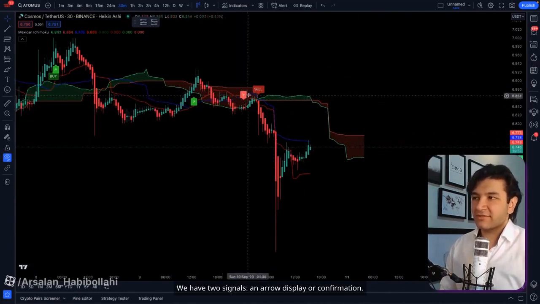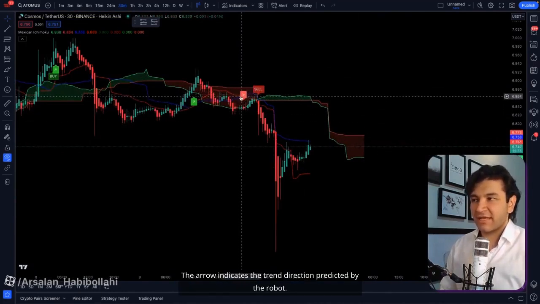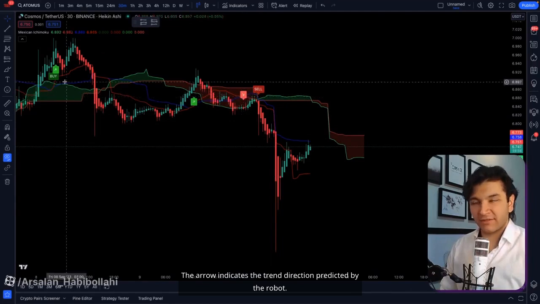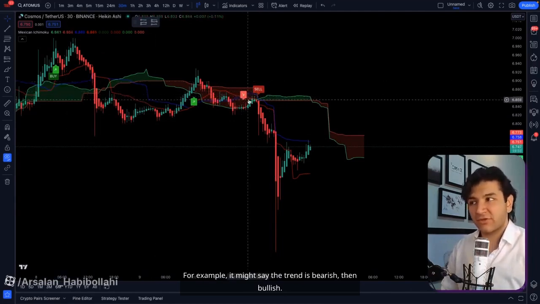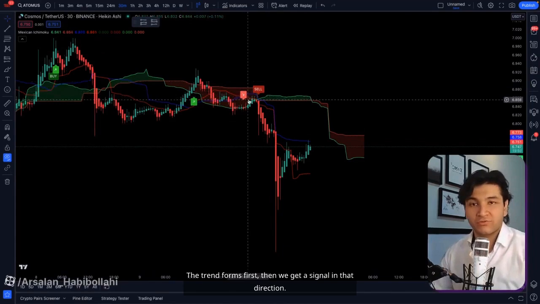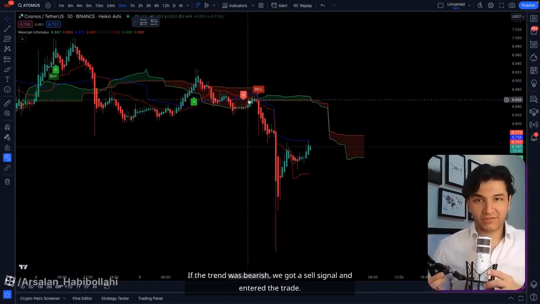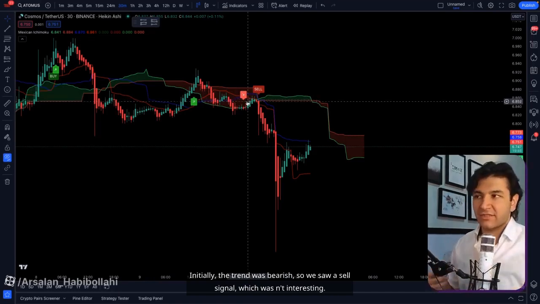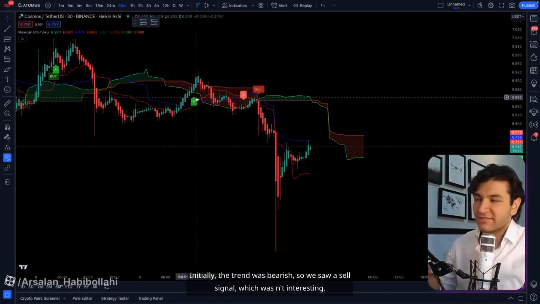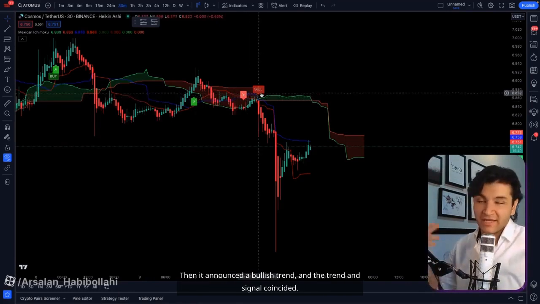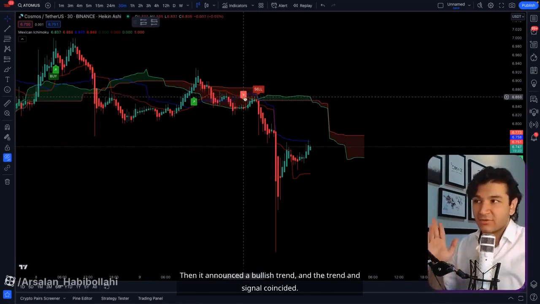We have two signals, an arrow display or confirmation. The arrow indicates the trend direction predicted by the robot. For example, it might say the trend is bearish, then bullish. The trend forms first, then we get a signal in that direction. If the trend was bearish, we got a sell signal and entered the trade. Initially the trend was bearish, so we saw a sell signal, which wasn't interesting. Then it announced a bullish trend, and the trend and signal coincided.